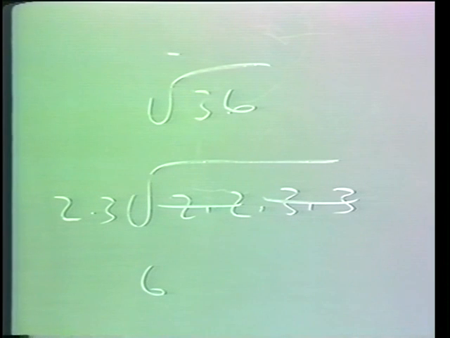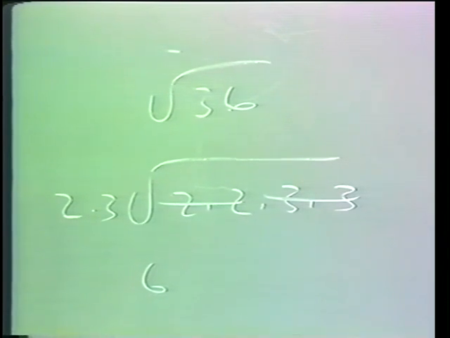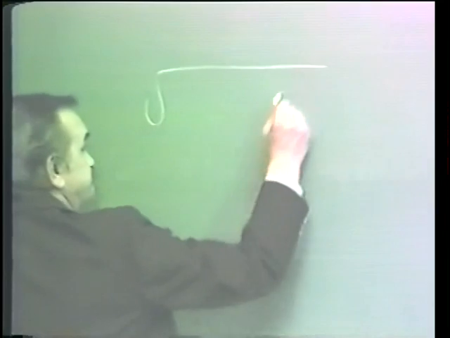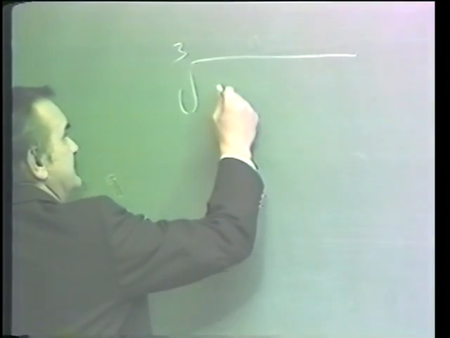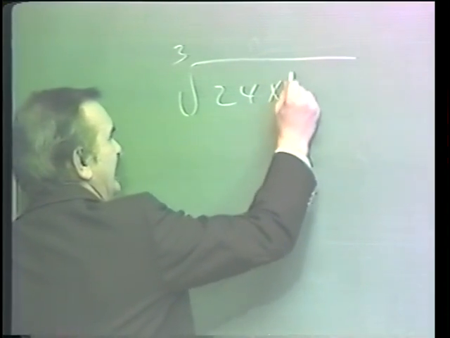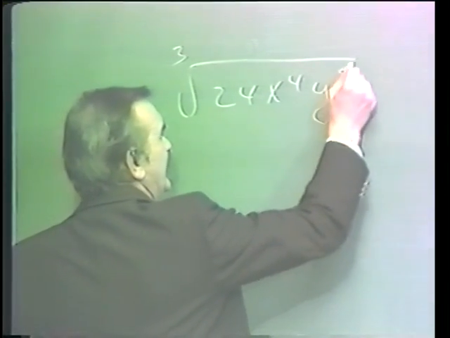Okay? Let's suppose we have the cube root of, let's see, 24 x to the 4th, y to the 5th.